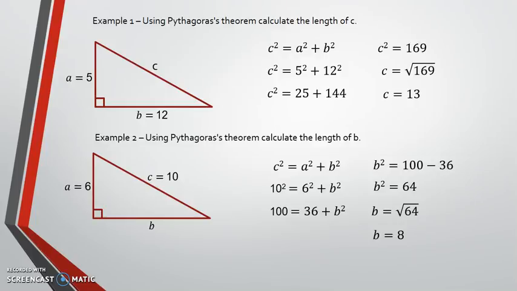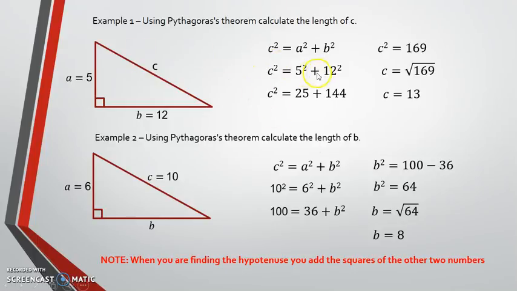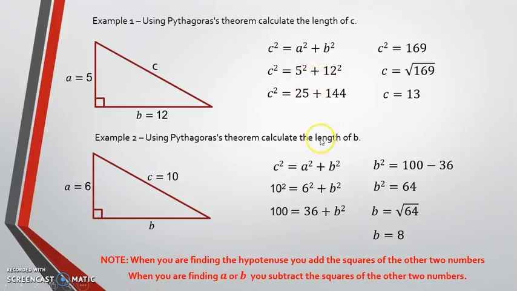And you'll notice with example 1 that when you're finding the hypotenuse, you are adding the squares of the other two numbers. But when you are finding A or B in the second example, you are subtracting the squares of the other two numbers. Okay, that's important to note.